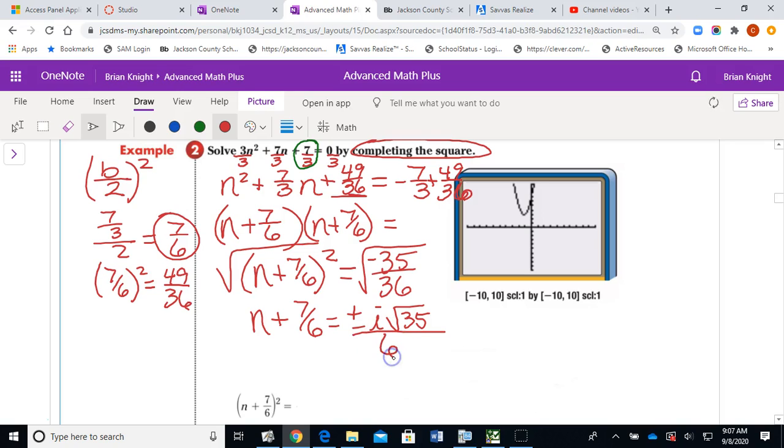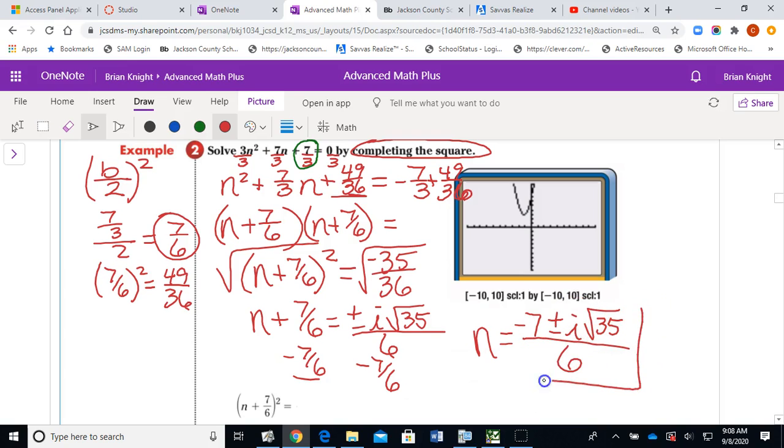6. And then our last step is we move the 7 over 6 over. So subtract 7 over 6. Our final answer will equal negative 7 plus or minus I square root of 35 over 6. Got the I. Okay?